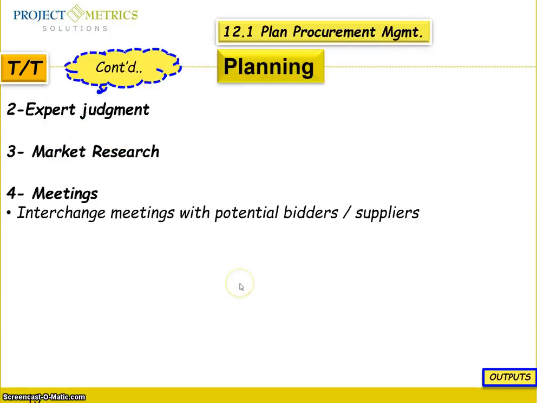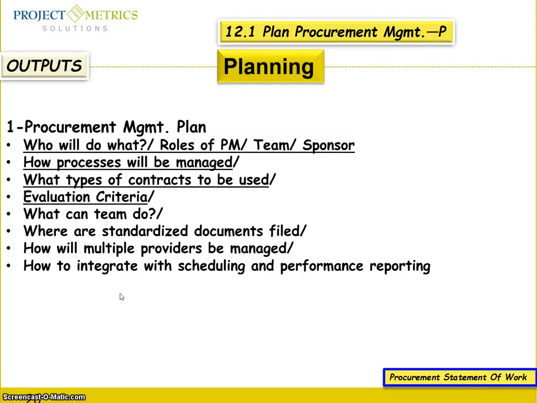Tool and technique here: I need to get the market research, meetings, and use expert judgment. Now, what is the output here? The output here is the procurement management plan. Who will do what? Roles and responsibilities of the project manager, the team and sponsor, how processes will be managed, what type of contract to be used, evaluation criteria, what the team can do. All these will be in your plan.